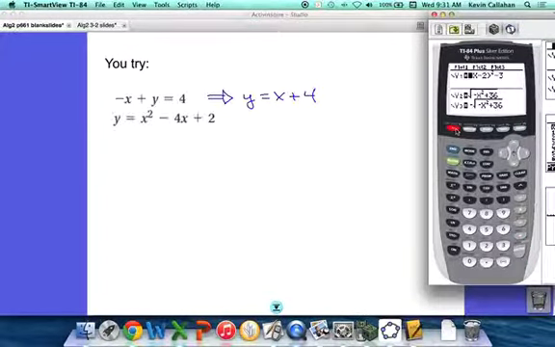All right. So this one, clear, x plus 4, x plus 4, clear, x squared minus 4x plus 2. See, what does that look like? Zoom 6. Turn it off. Okay. So you see the two solutions?